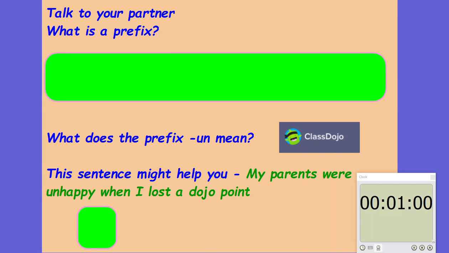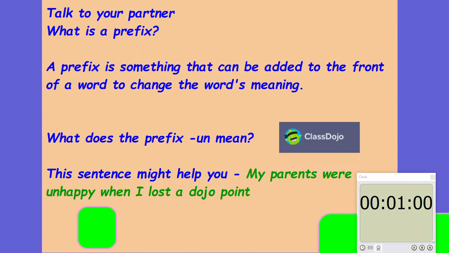All right, so let's have a look who got the answers correct. So, what is a prefix? Okay, a prefix is something that can be added to the front of a word to change the word's meaning. So you add it to the front of the word and it changes the word's meaning. If you said that, or you and your partner said that, you can put 1 tick on your whiteboard, and you can get a dojo from your teacher afterwards.